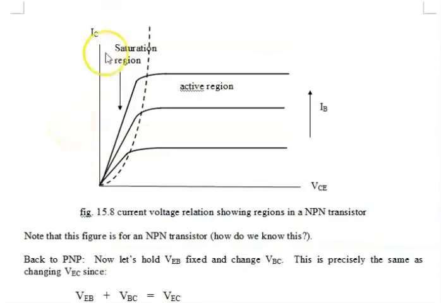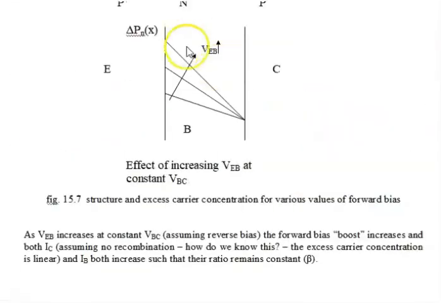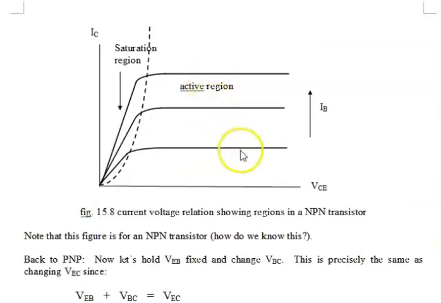And we can see that in the output characteristics as IB goes up, which is to say as forward bias goes up, we jump from curve to curve to curve. Small forward bias, larger forward bias, and really larger forward bias.